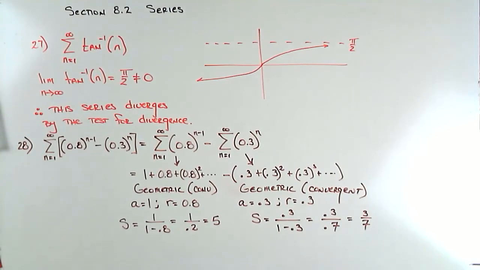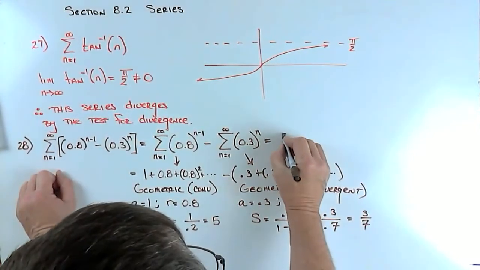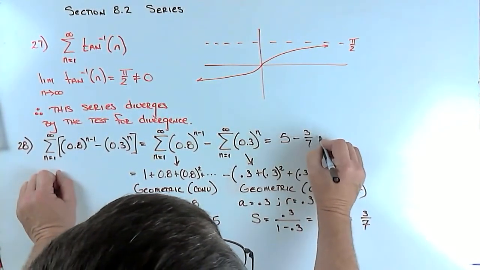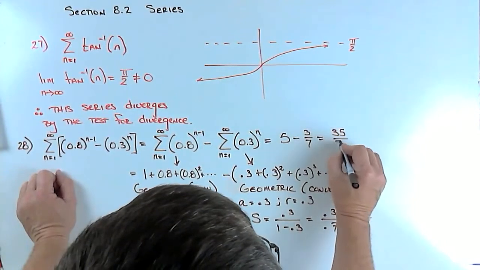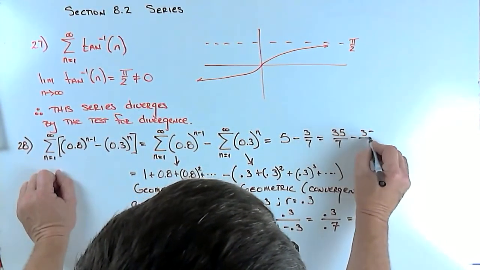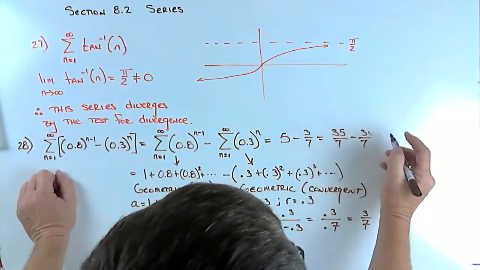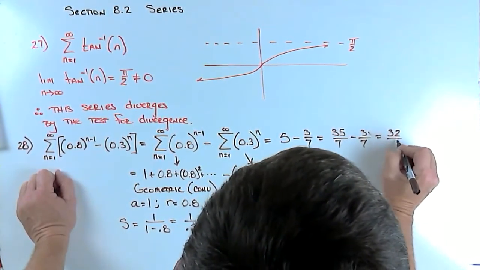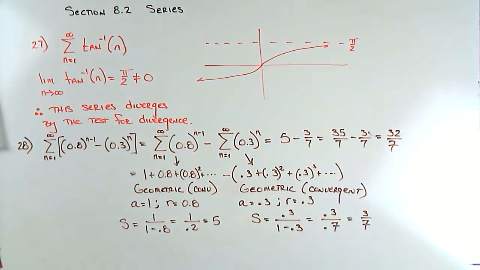Now, by theorem, since these are each convergent, we know that the difference of these is convergent. And we know that it converges to the difference between these two numbers, 5 minus 3/7, or 35/7 minus 3/7, which gets us 32/7. So unless I've done some crazy arithmetic wrong someplace, the answer to 28 is 32/7.